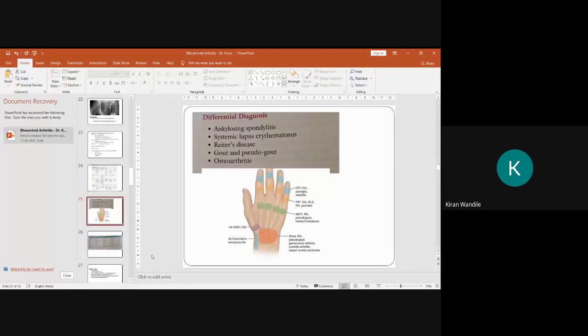De Quervain's tenosynovitis. What is that? Okay, in osteoarthritis again, the first carpometacarpal joint is also involved. That is the commonest joint to get involved in osteoarthritis of the hand. What is the reason for sparing?